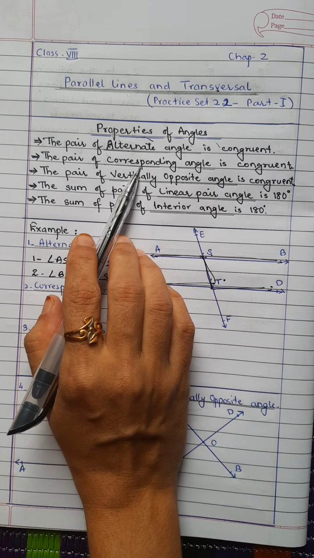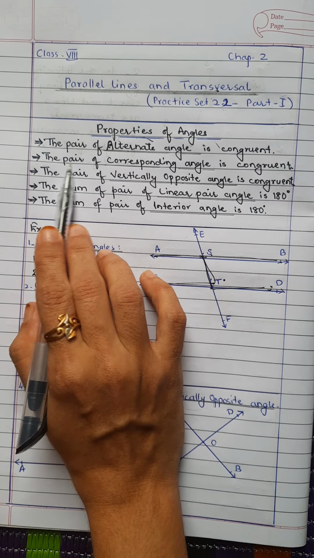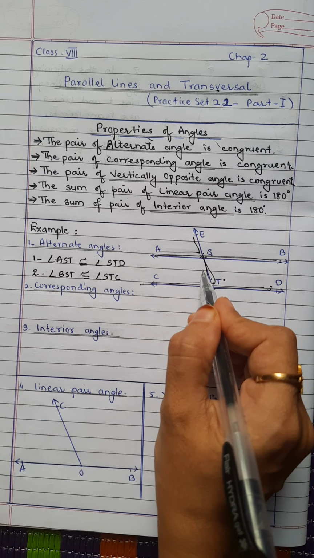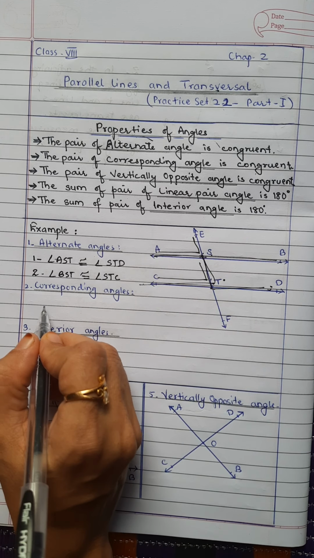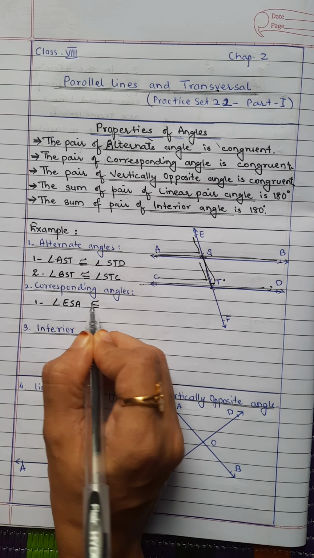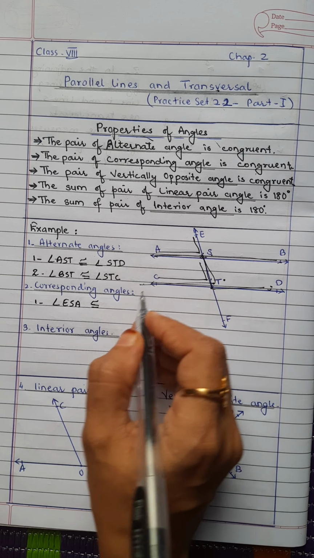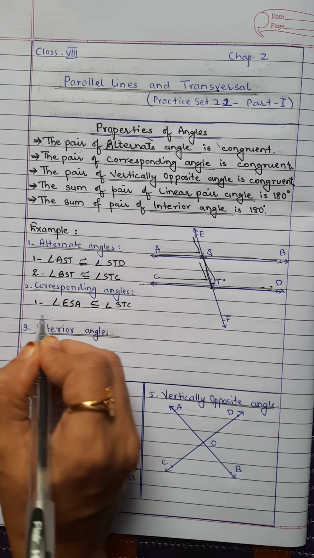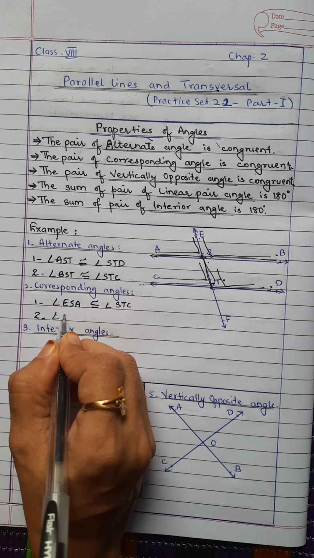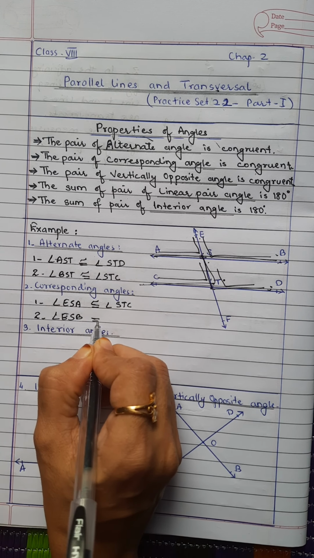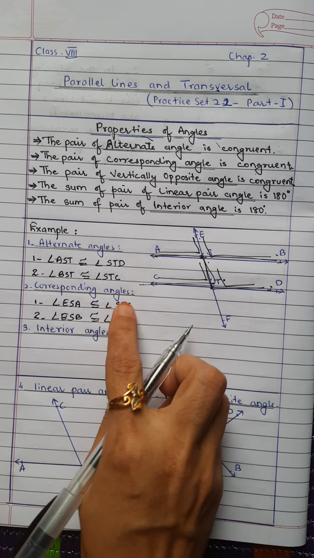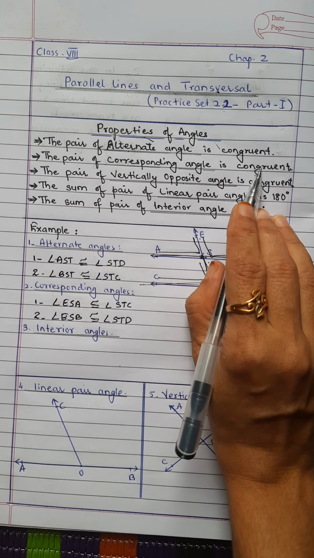The second, corresponding angles. A pair of corresponding angles is congruent. With the help of this figure, an example. Corresponding means this. So the first example, angle ESA is congruent with its corresponding angle STC. The second pair, this side, angle ESB is congruent with angle STD. Both were pairs of corresponding angles, which are always congruent.